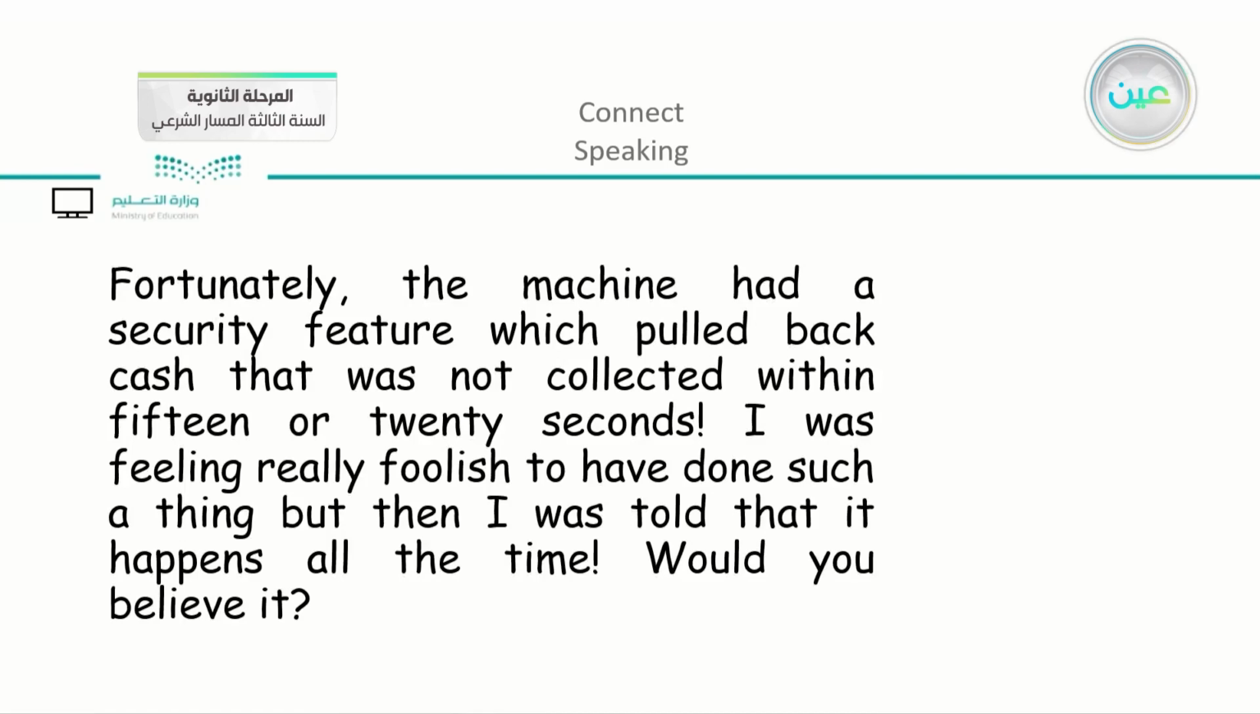They promised to check the following day. Fortunately, the machine had a security feature which pulled back cash that was not collected within 15 or 20 seconds. I was feeling really foolish to have done such a thing, but then I was told that it happens all the time. Would you believe it?